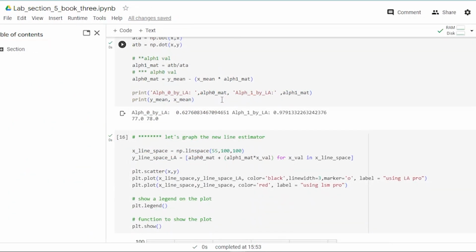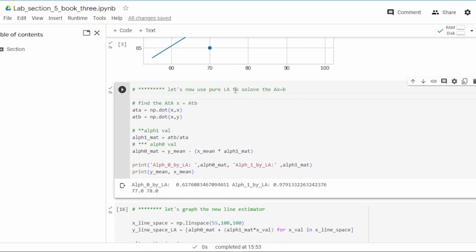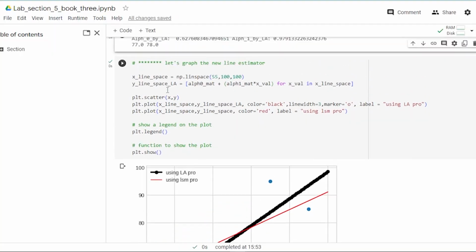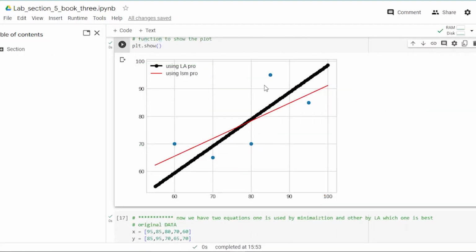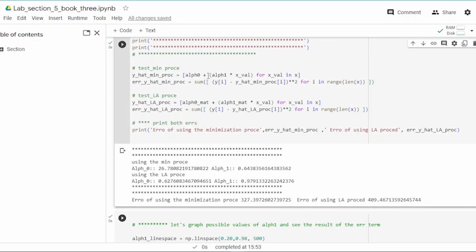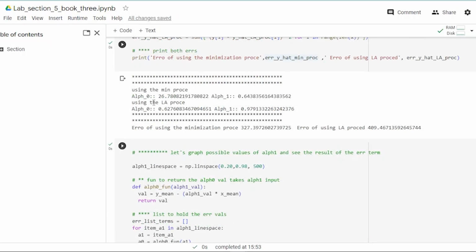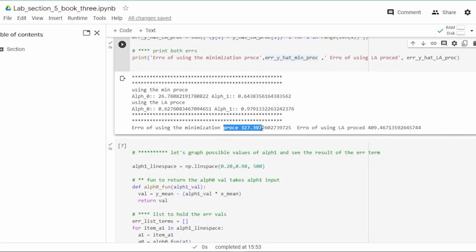Two different values of alpha, one using the linear algebra, one using the minimization of the SSR. Which one is the best? First, let's actually fit both lines and see what's going on. Well, both of them, to me, seem to be close to the points. Visually it is hard to tell. What I want to capture is the error. And it's obvious to see here that using the minimization of SSR was better than using the linear algebra.